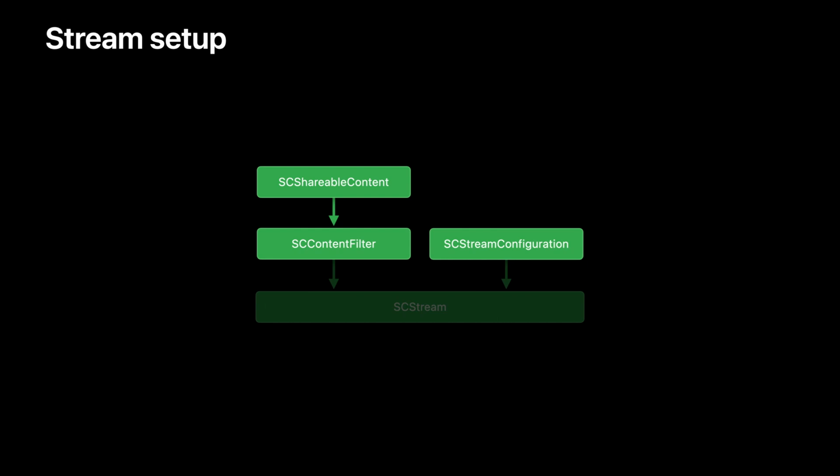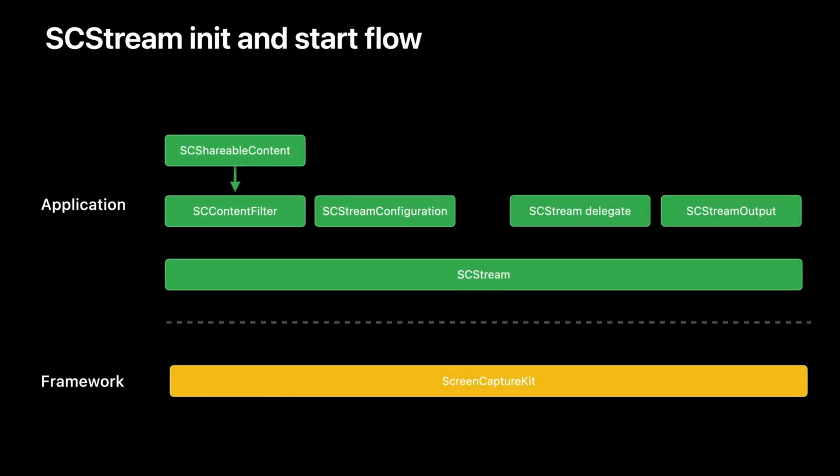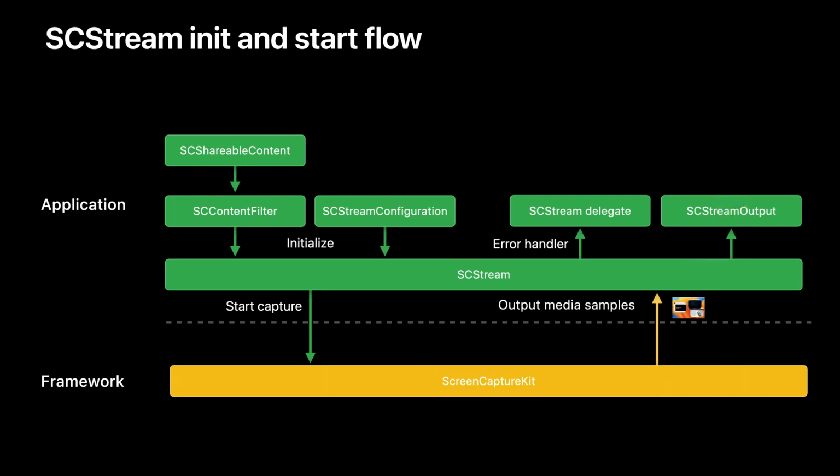With an SCContentFilter and an SCStreamConfiguration, you have the information you need to set up screen capture to your application's needs. Together, you can now create an SCStream. Let's go back to the overview. You will need to initialize the stream with your desired filter and configuration. And you can also pass in an optional delegate in order to handle errors. Once set up, you can call startCapture, and ScreenCaptureKit will provide the SCStream with samples when they are available. With a filter and configuration created, starting a stream in code is easy.